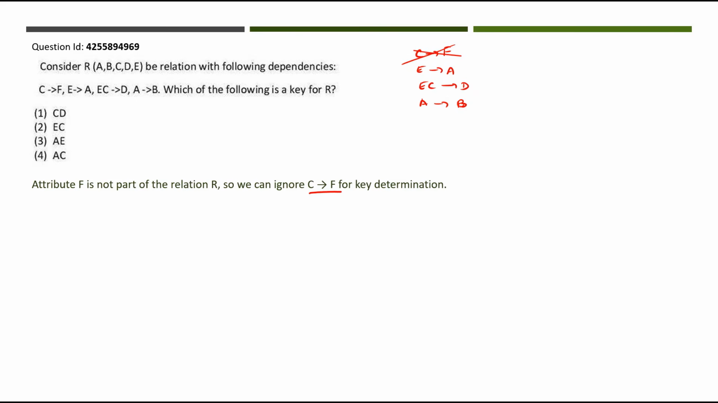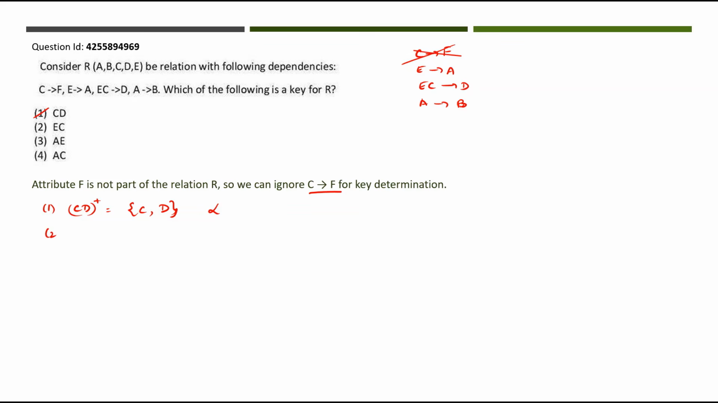Now we will start with the first option. We will take CD closure. From CD I can get C attribute, D attribute. Based on C or D individually, will I be able to derive A, B or E? No, it stops with this one. So option 1 cannot be the key.